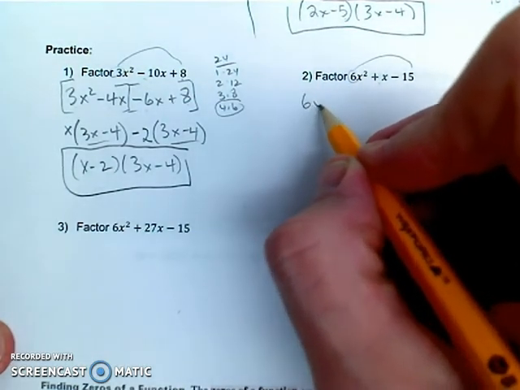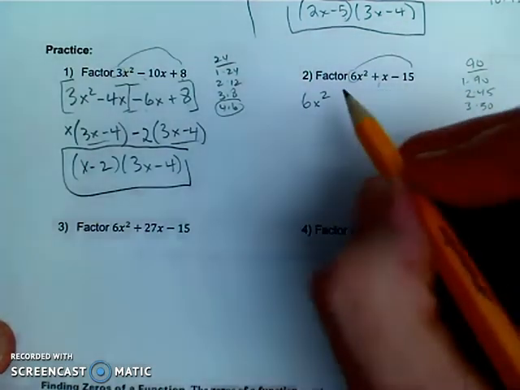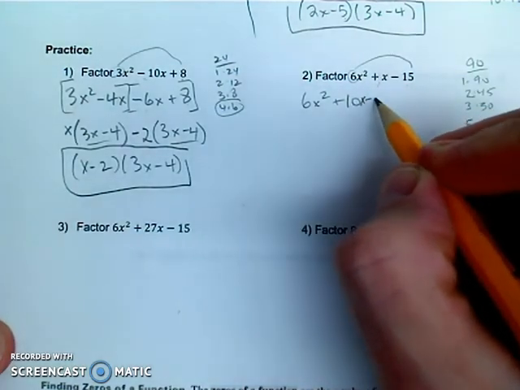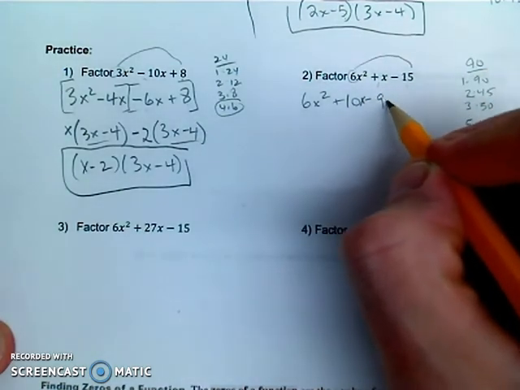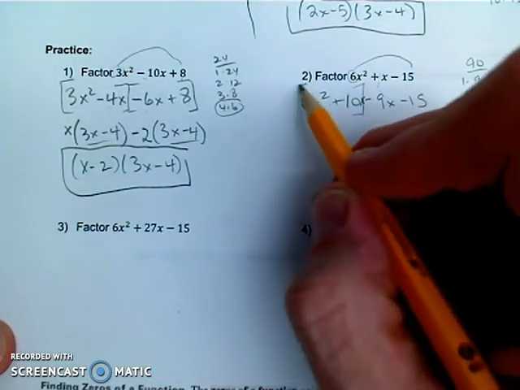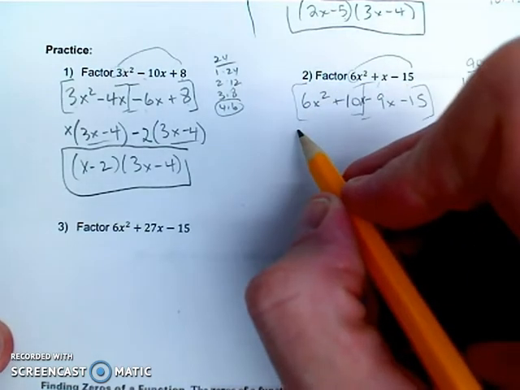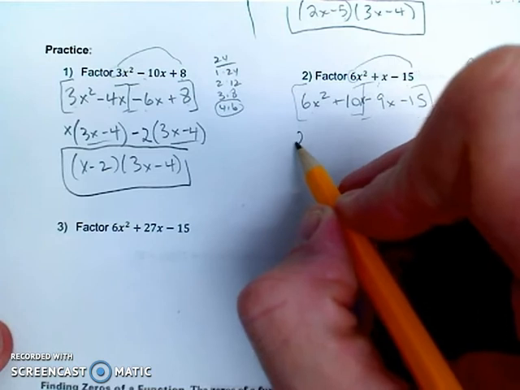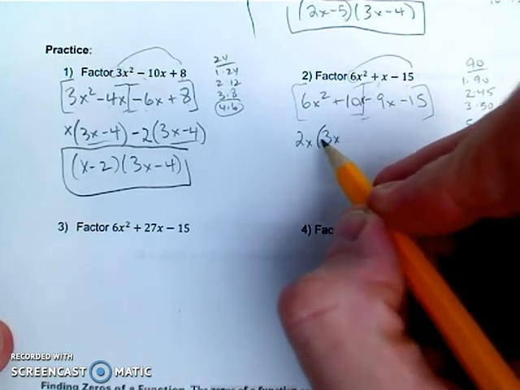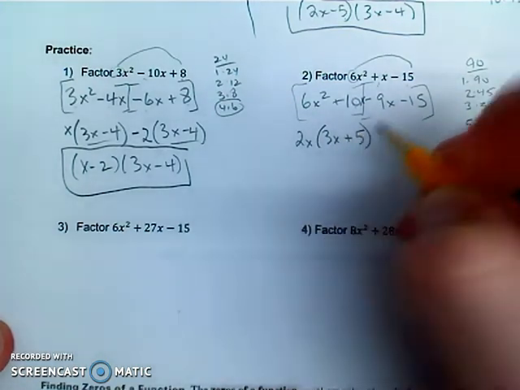So let's write this. 6x squared, it's positive x, so the 10 is going to get the positive sign. 10x minus 9x minus 15. GCF of 6x squared and 10x. That's going to be 2x. 2 times 3 gives me 6, so 3x. 2 times 5 gives me 10, so plus 5.